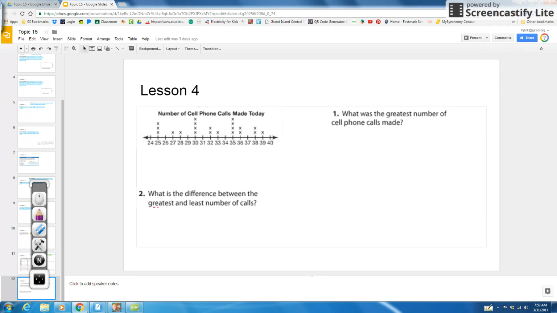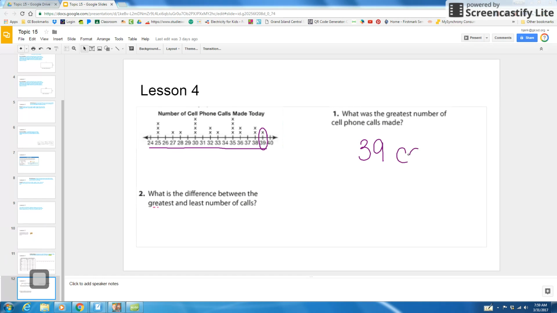So this line plot is already set up for us, okay? And it's the number of cell phone calls made today. So the first question is asking us, what is the greatest number of cell phone calls made? The greatest number along this number line, these are the number of calls made going along the bottom. Well, 40 is our biggest number, but if you notice, there's nothing above it. So I can't say that 40 was the greatest number made because no one made 40 calls. My last piece of information that has a plot above it is 39. So the greatest number of calls made would be 39 calls.